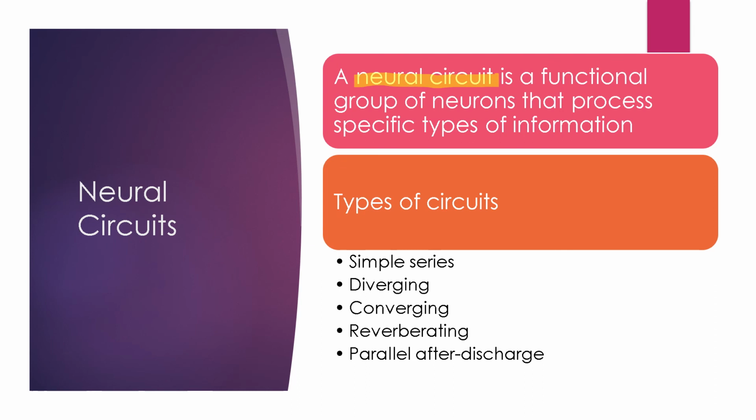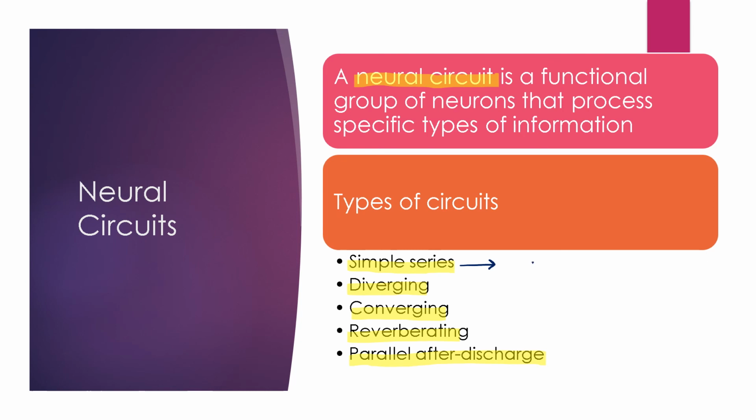Now there are several different types of circuits that we will go over, including a simple series, diverging, converging, reverberating, and parallel after discharge. So in a simple series circuit, we're just going to have a presynaptic neuron stimulate a single postsynaptic neuron. The second neuron will then stimulate another, and so on.